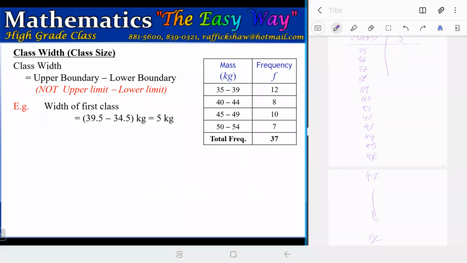So when you draw the histogram bar now for this, the width of the bar must also be 5. The width of the bar must also be 5. All classes tend to have the same class width, because everything is increasing by 5.